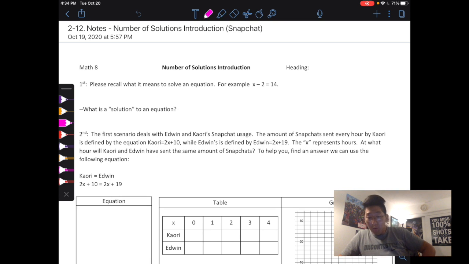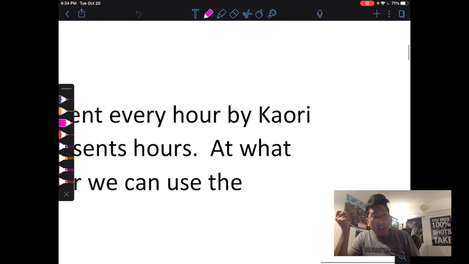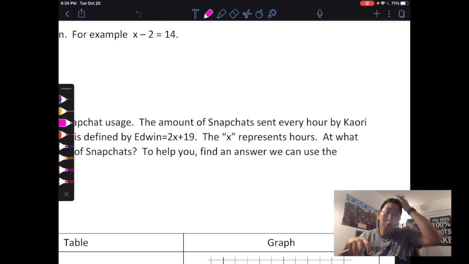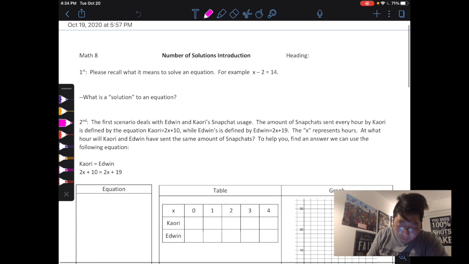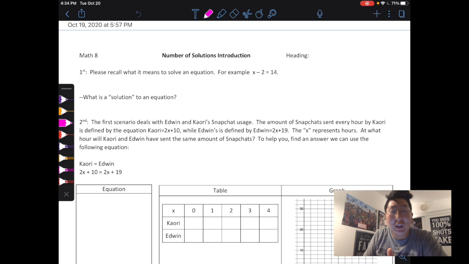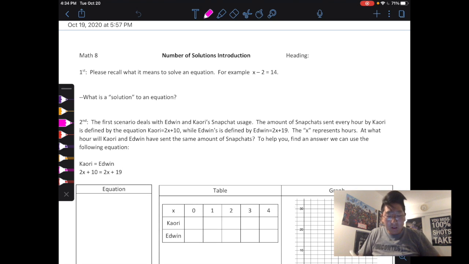And we're actually going to be looking at two people today, Edwin and Coyote. And we're going to be wondering, when are they going to have the same amount of Snapchats? And we'll find out. So, before we get into that, we need to make sure we understand what it means to solve an equation. So, let's please somebody just recall what it means to solve an equation.